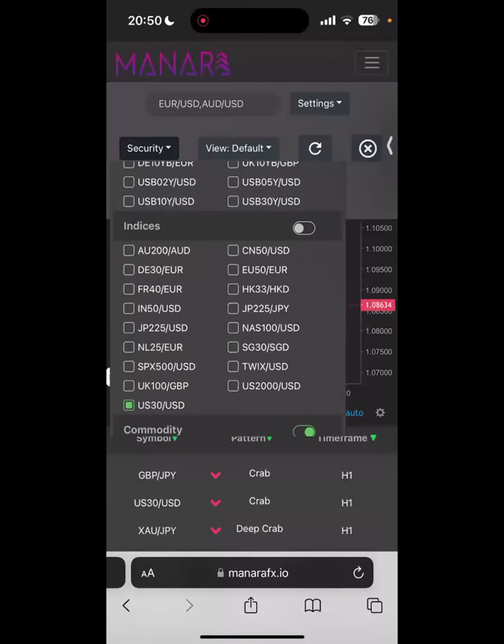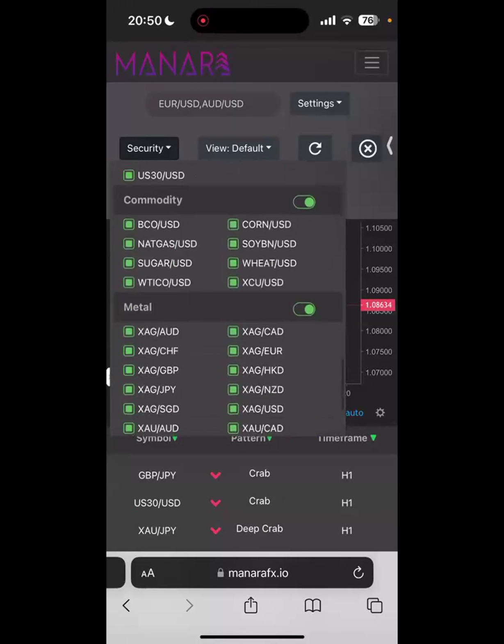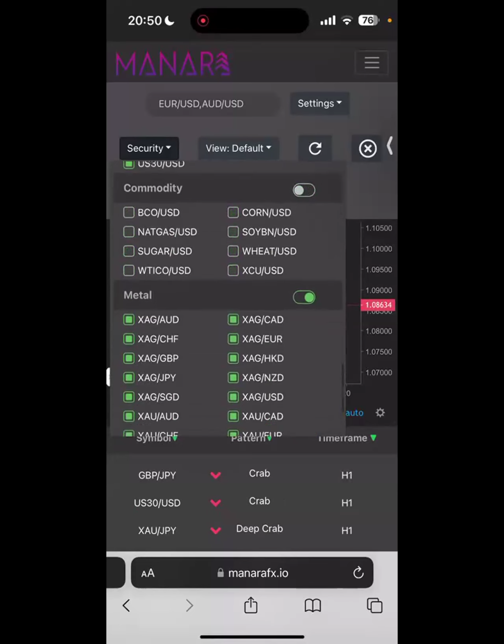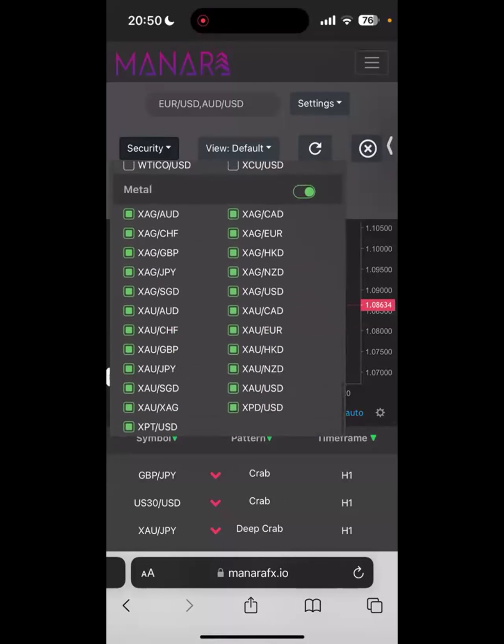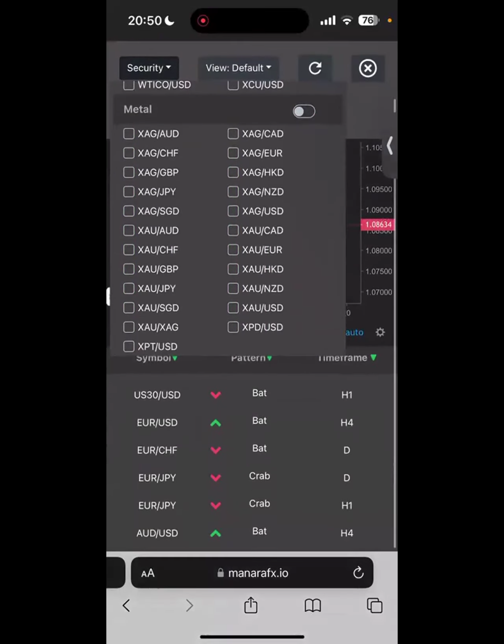So scroll. Turn off commodity. Scroll to metal. Turn off metal. Then we need to turn on gold. The second row, second to the last. Okay. Turn on gold. This? XAUUSD, yes.